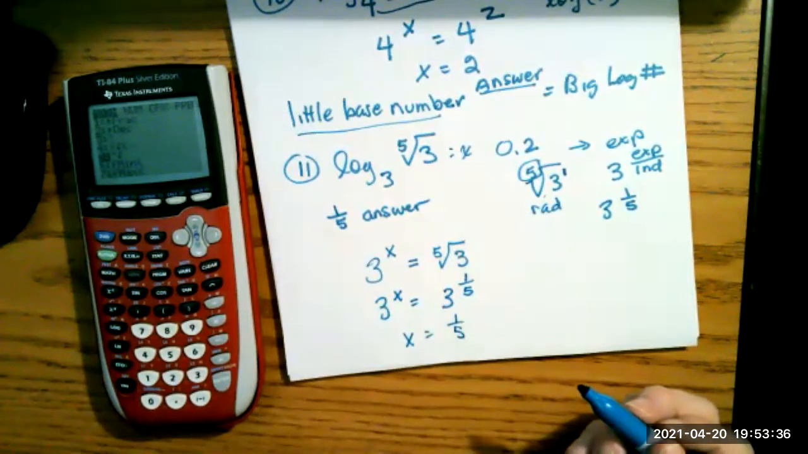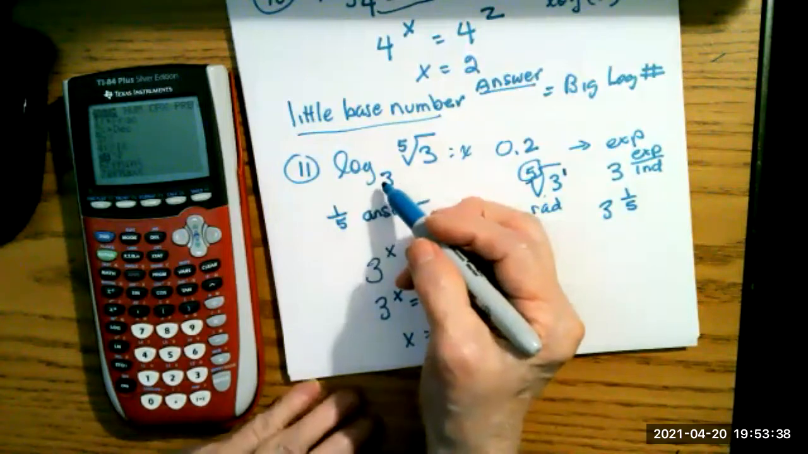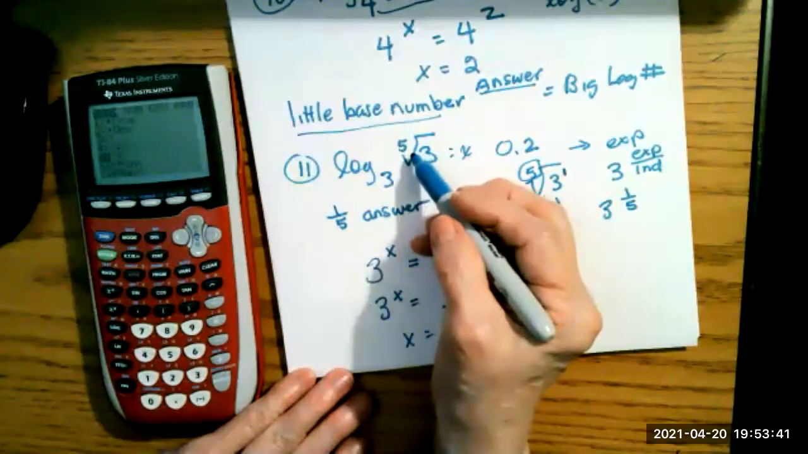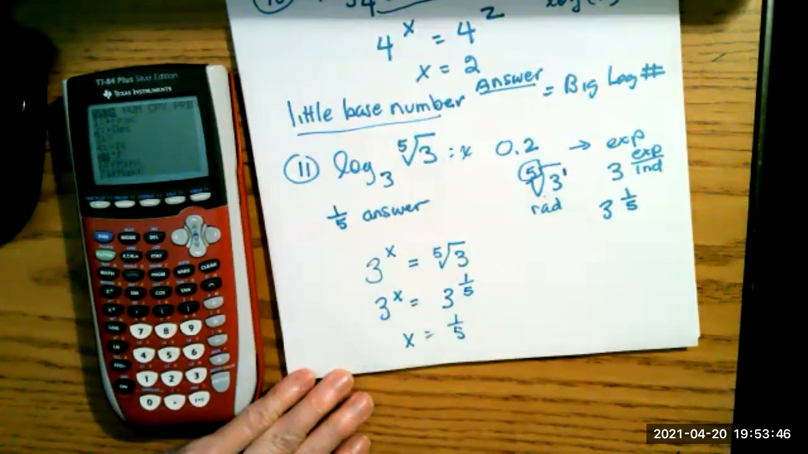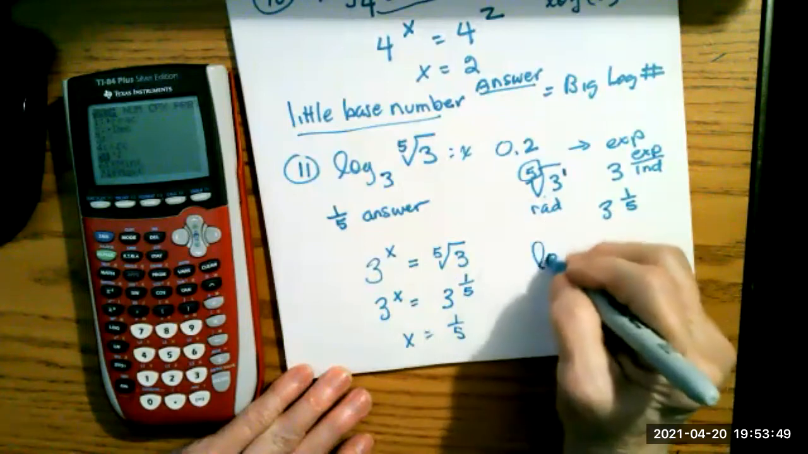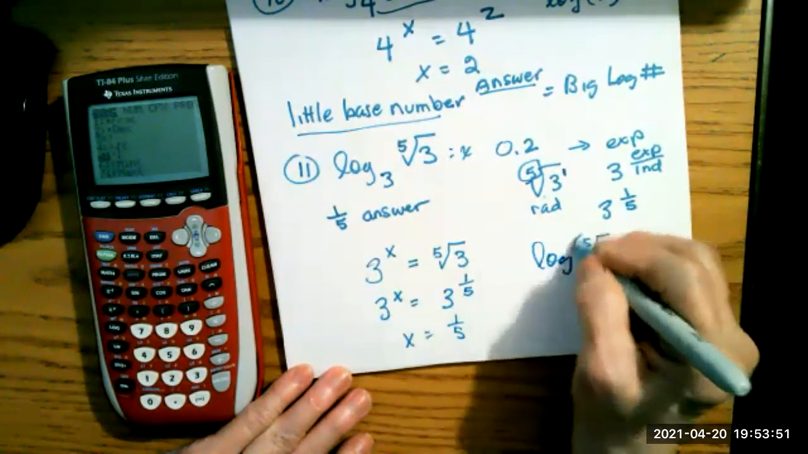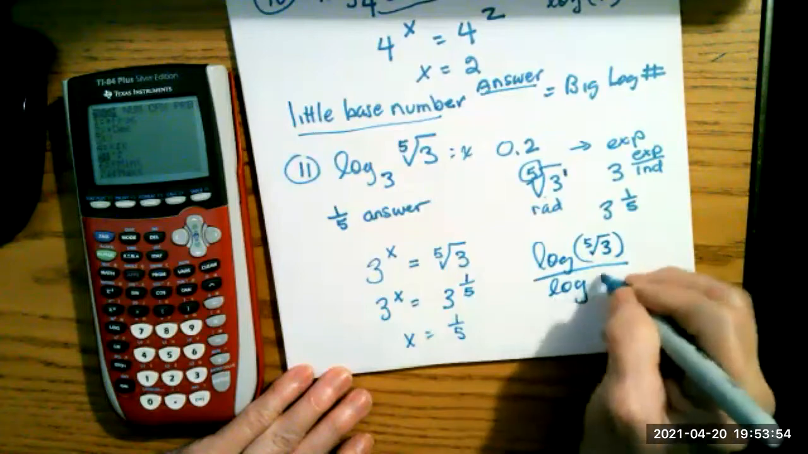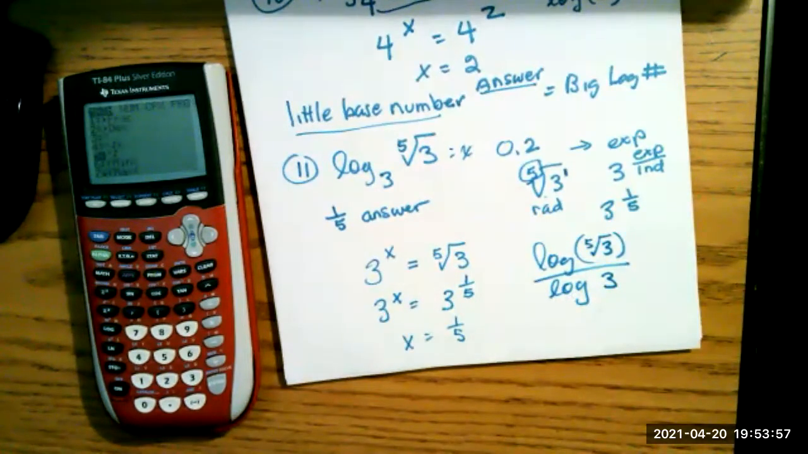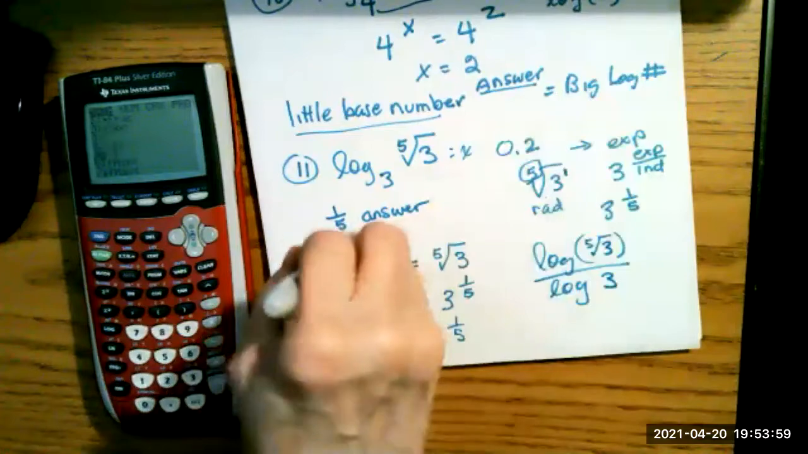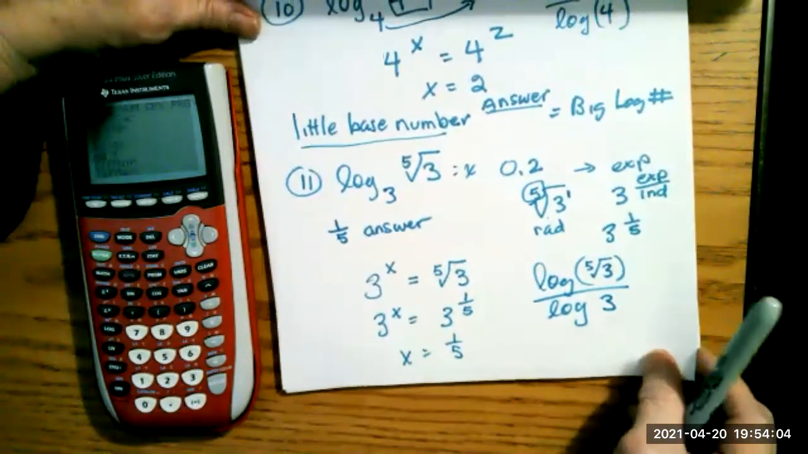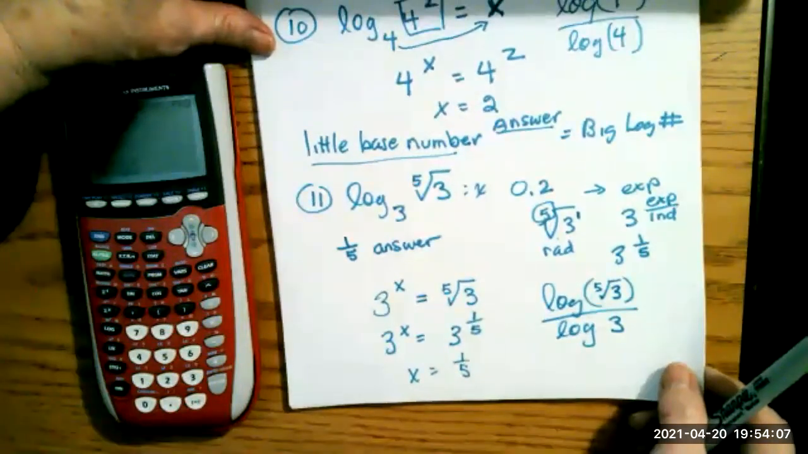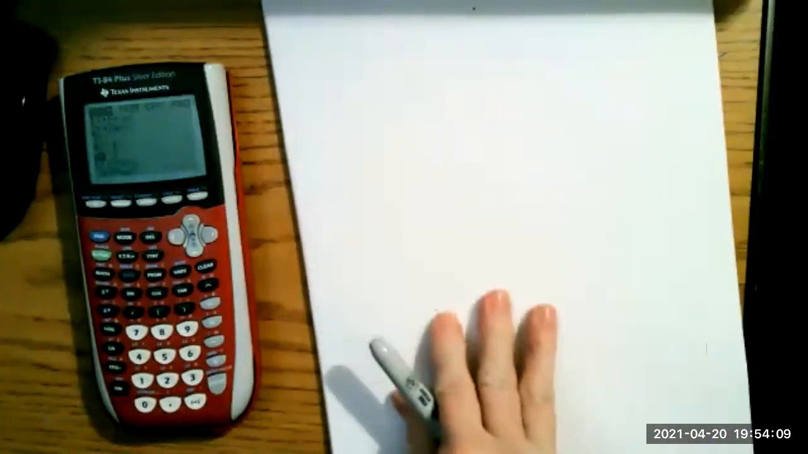Or you can do it in your calculator using that math, base 3, but you'll have to go back to math and put in the 5th root of 3 there, and you can get it. Or you can do the log 5th root of 3 divided by log 3. Somebody try that one and see if you can get the 0.2, which changes to the 1/5. That's the one that I tried. Okay, and it worked? Yes, ma'am. Okay, good deal.